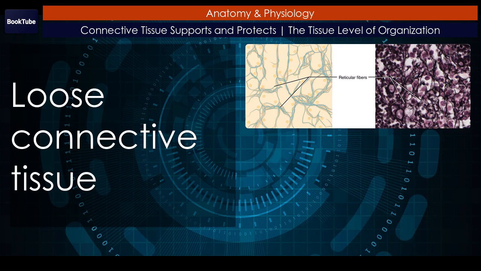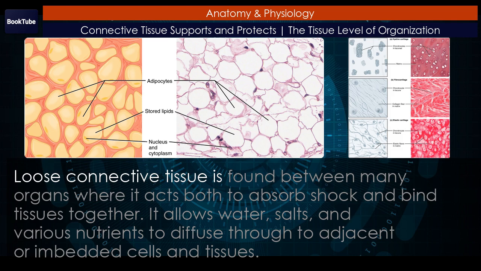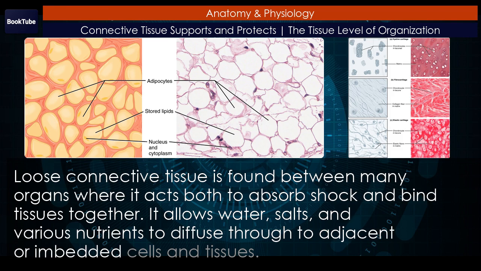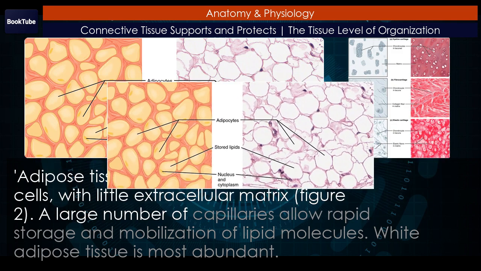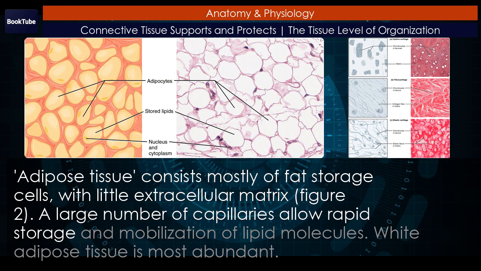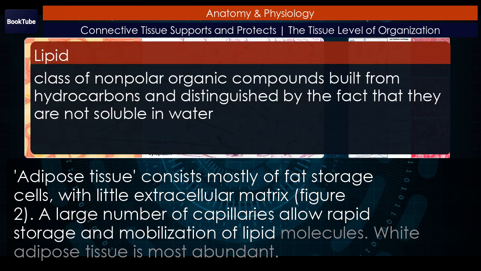Loose connective tissue. Loose connective tissue is found between many organs where it acts both to absorb shock and bind tissues together. It allows water, salts, and various nutrients to diffuse through to adjacent or embedded cells and tissues. Adipose tissue consists mostly of fat storage cells, with little extracellular matrix. Figure 2. A large number of capillaries allow rapid storage and mobilization of lipid molecules.